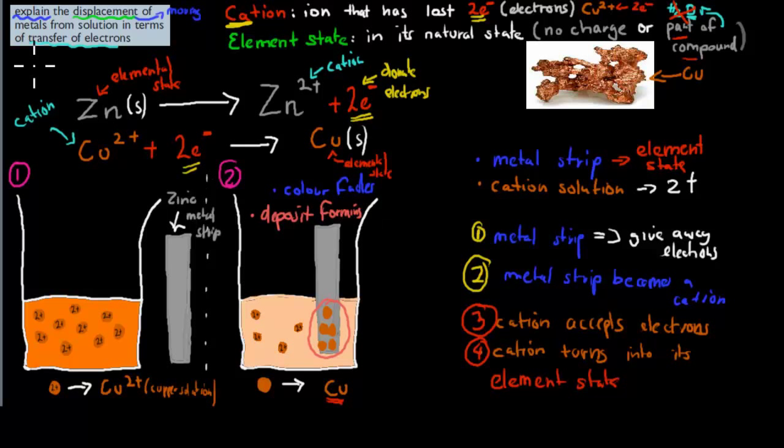And there's also one really important thing. It only works if the metal strip, so the zinc part here, is more reactive than the actual solution. I'm not going to explain this in this video. I'm going to cover it in the next video. But whatever the strip is has to be more reactive than the solution, or otherwise nothing would happen. But I'll explain that in the next video.